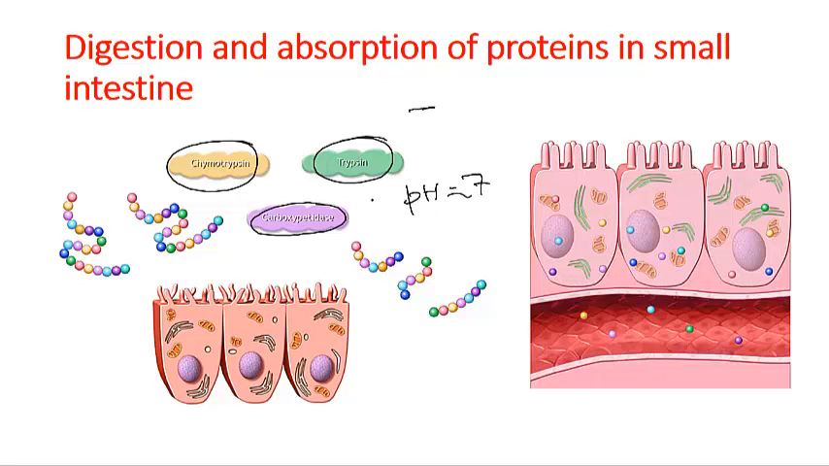Trypsin and chymotrypsin both split the protein into smaller peptides, and some of them into single amino acids even. Carboxypeptidase splits single amino acids off the carboxyl end of the protein and starts breaking down amino acids from the terminal. So carboxypeptidase works after the activity of trypsin and chymotrypsin.